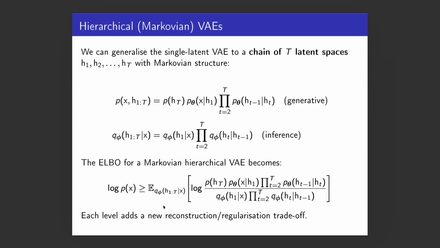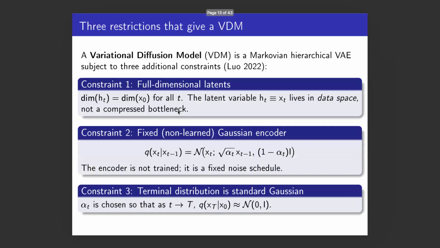So each level adds a new reconstruction, or what we normally call a regularization term. We normally call this a variational diffusion model. It's a Markovian process because you have all these probabilities being multiplied with each other, so it looks like a standard Markovian process. And it's a full dimensional latent. That's a constraint which you have. The final latent variable lives in a data space, not a compressed bottleneck.